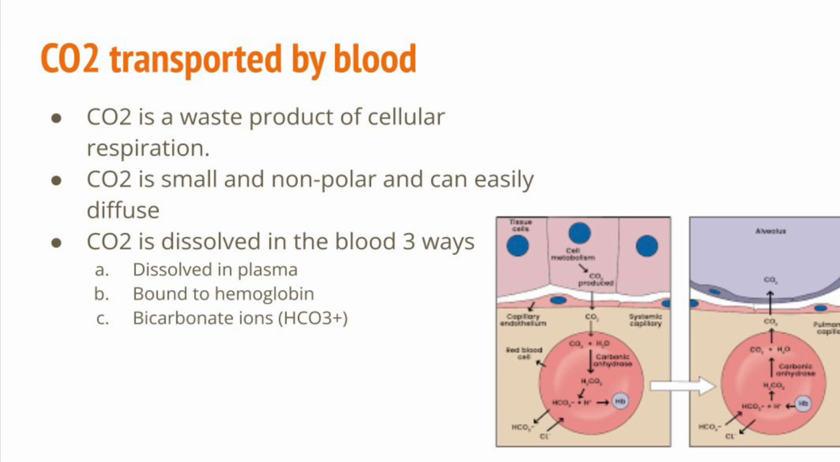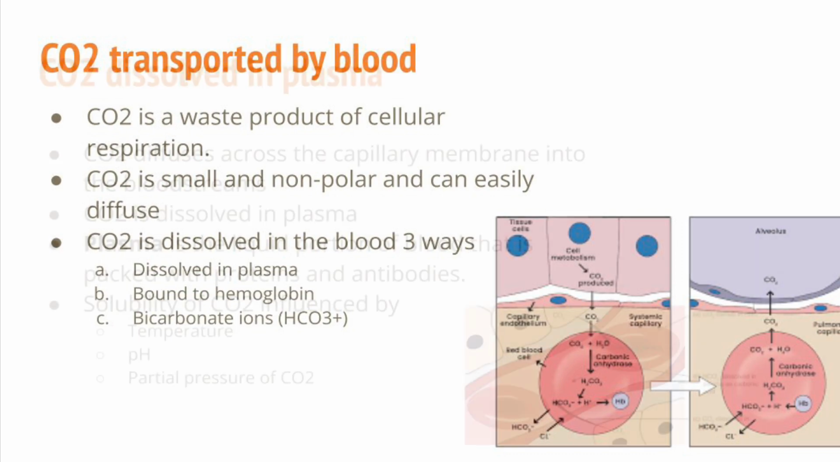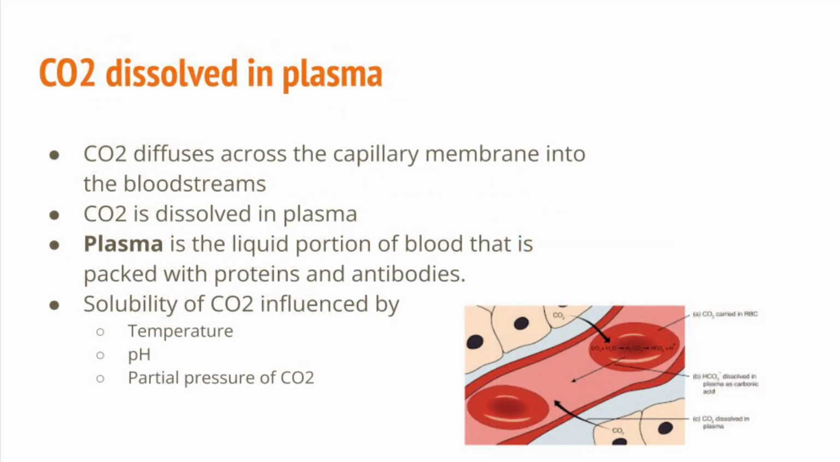CO2 is dissolved in plasma through a process called simple diffusion. When CO2 is produced as a waste product in our cells, it diffuses across the cell membranes and into the bloodstream. CO2 molecules are small and nonpolar, which allows them to easily pass through the lipid bilayer of plasma membranes. Once in the plasma, CO2 molecules dissolve directly into the aqueous solution.